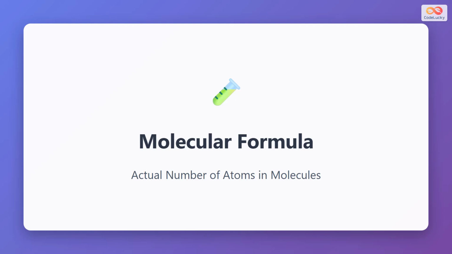Welcome to this lesson on molecular formulas. A molecular formula is a fundamental concept in chemistry that tells us the exact composition of molecules. Today, you'll learn how to read and understand these formulas, which show the actual number of atoms present in any molecule.